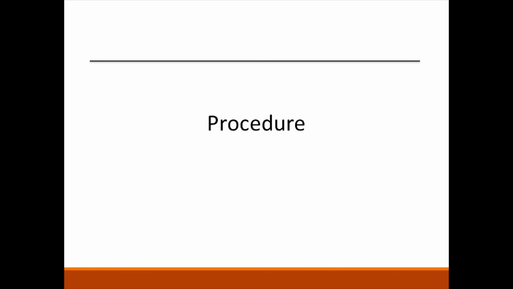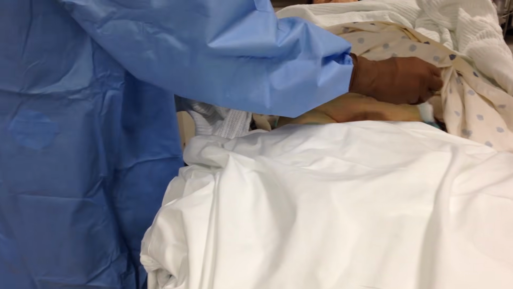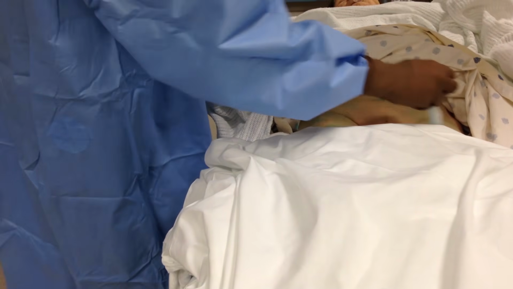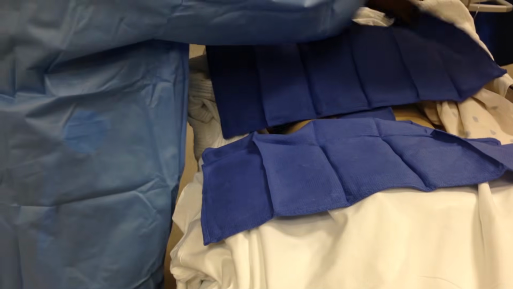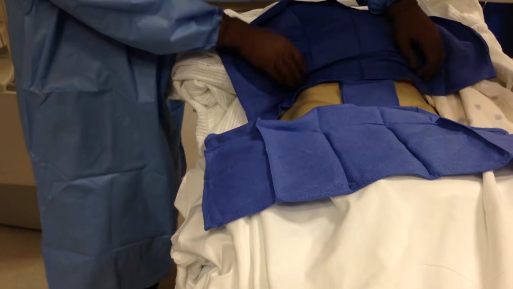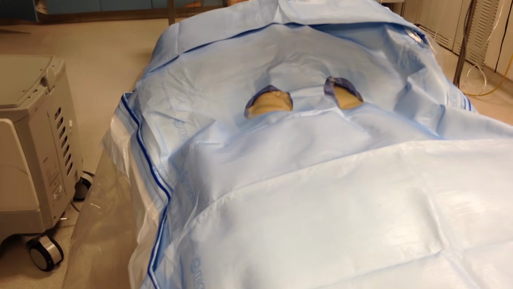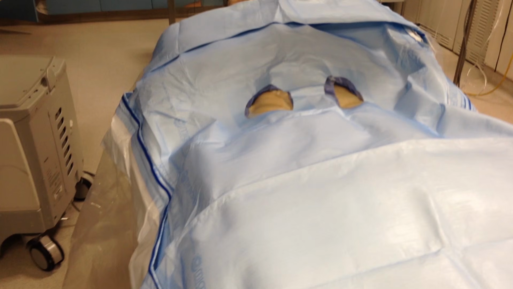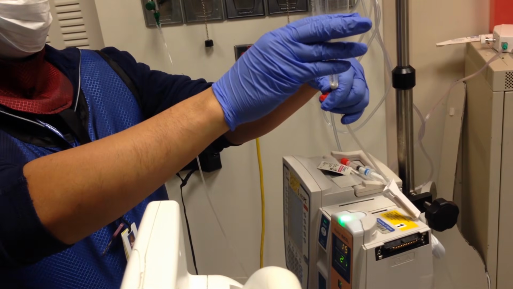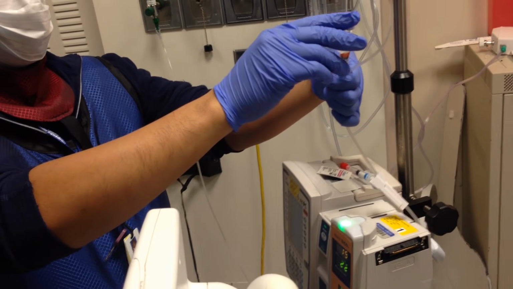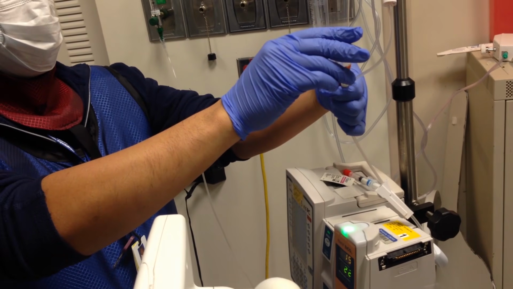This procedure can be approached from either the right femoral or right internal jugular vein. This video demonstrates the right femoral vein approach. Like all procedures, the patient was prepped and draped in the sterile technique. The bilateral inguinal regions were prepped for this procedure. The patient then receives Versed and fentanyl to provide conscious sedation.